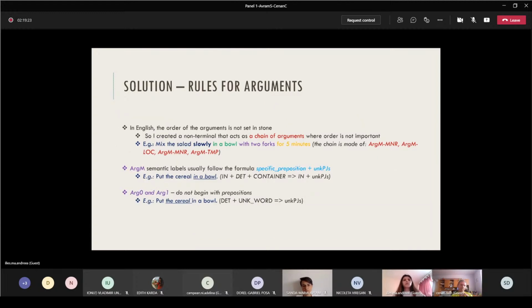The arguments do not have a specific order, so I needed to do a chain. I used recursion. For the argument modifiers, I used the formula specific preposition plus unknown PJs. For example, "put the cereal in a bowl" has "in" and then the noun. The exceptions to this were argument 0 and 1, which usually use only unknown PJs. There are also cases where the argument can be a larger group. For example, "try eating the pizza." "Eating the pizza" becomes the entire argument 1.